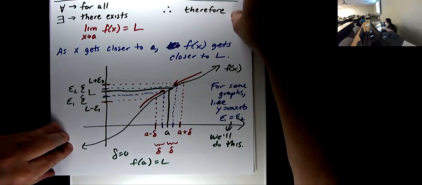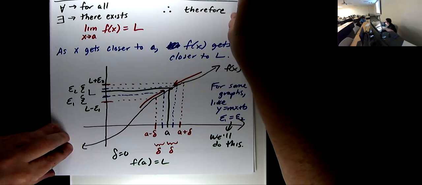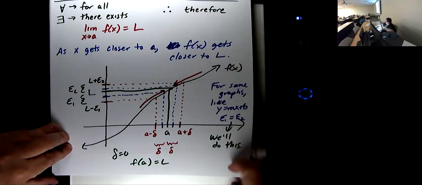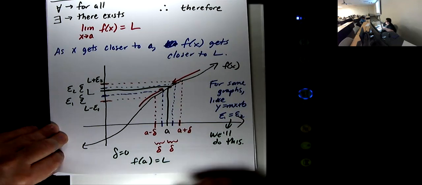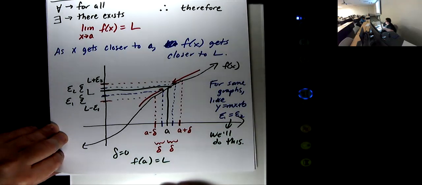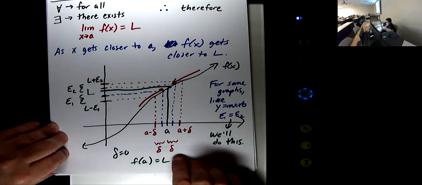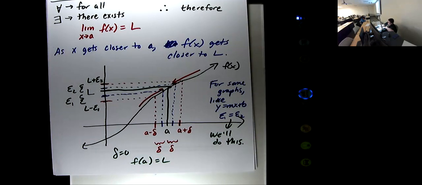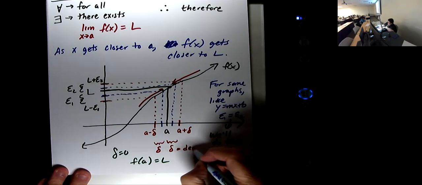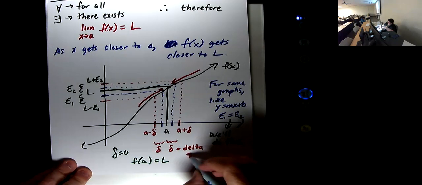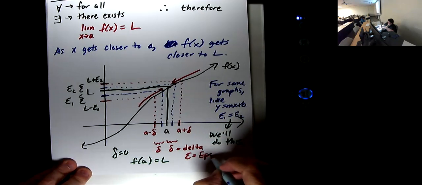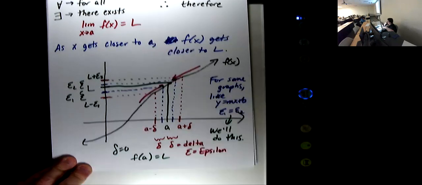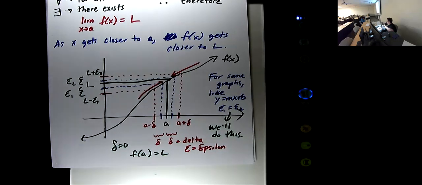Now, give me another 15 seconds. The official definition of the limit is the most god-awful proof. It's called the delta epsilon proof, named after this. I'll spell them. That's delta, and that is epsilon. It's a lowercase delta and a capital case epsilon. They're both Greek letters.